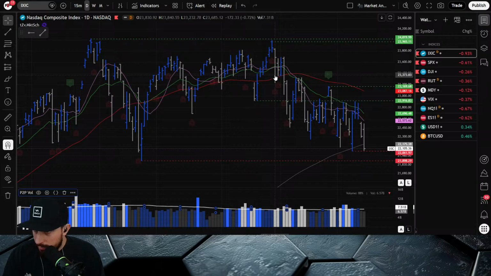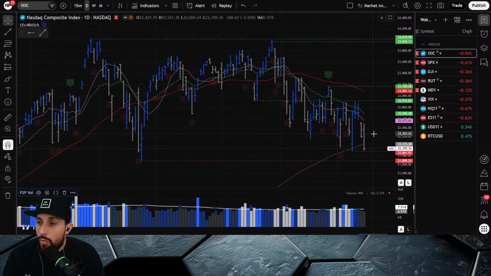Since probably the beginning of February, we've had one close above the 21 EMA. That tells you a lot about where we are in the trend. And the 21 is really a big signal for me in terms of my timeline for trading.